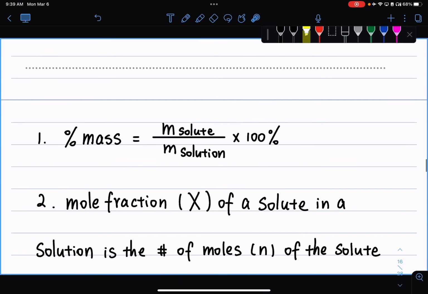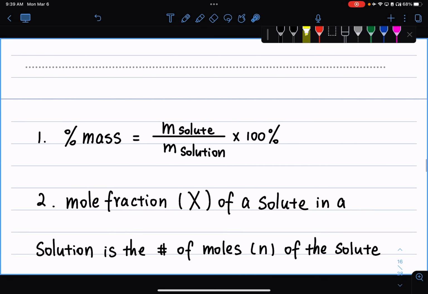First, percentage mass. This one is almost intuitive. We're talking about the percentage mass of your solute in the entire solution. Percentage mass is defined with the mass of the solute on the top and the mass of the solution on the bottom, times 100%.